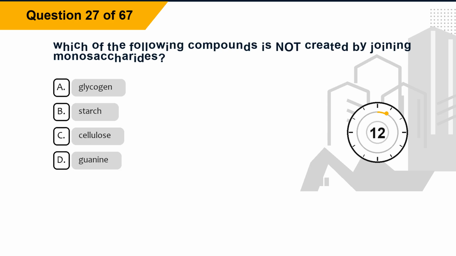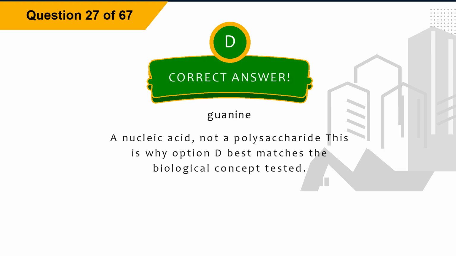Question 27. Which of the following compounds is not created by joining monosaccharides? Option A. Glycogen. Option B. Starch. Option C. Cellulose. Option D. Guanine. The correct answer is option D. Guanine. Explanation. A nucleic acid, not a polysaccharide. This is why option D best matches the biological concept tested.